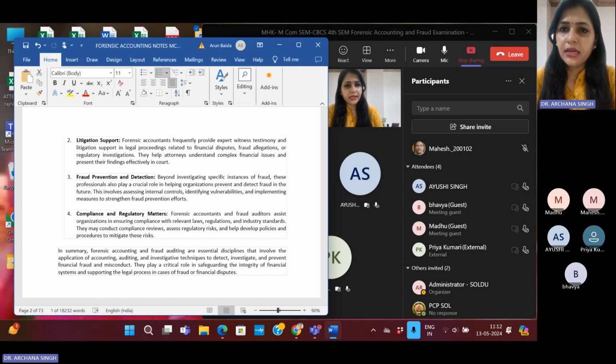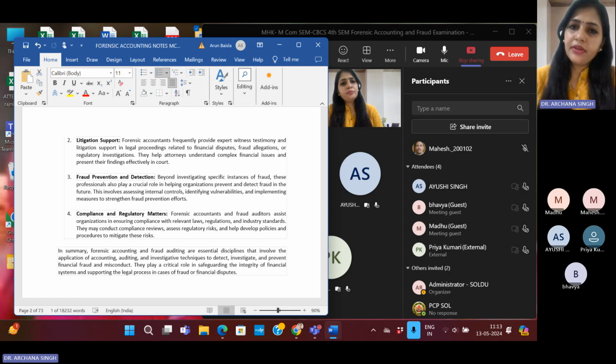Okay, now fraud prevention and detection is also the scope, how they can protect against fraud and prevent the fraud and detect that. How, first of all, detect it, and then how they can prevent it. So beyond doing the investigations related to fraud, professionals also play an important role in helping organizations to prevent fraud, first of all to detect, to find out that fraud, and then to prevent it in the future. So it involves assessing the internal controls, identifying the vulnerabilities, and then implementing the measures to strengthen fraud prevention efforts.